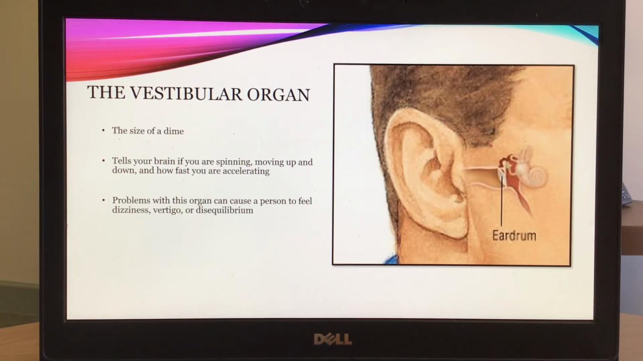This amazing little organ is only the size of a dime on either side of your head. This organ holds the semicircular canals, which you may have heard of. These canals are filled with fluid, and when your head moves, the fluid moves. The moving of fluid gives information to your brain about what the body is doing, such as spinning, turning, going up in an elevator, accelerating forward, such as when you hit the gas in a car, and when you brake in the car. Sometimes people can have issues with the vestibular system, which will in fact lead to dizziness, vertigo, or disequilibrium.